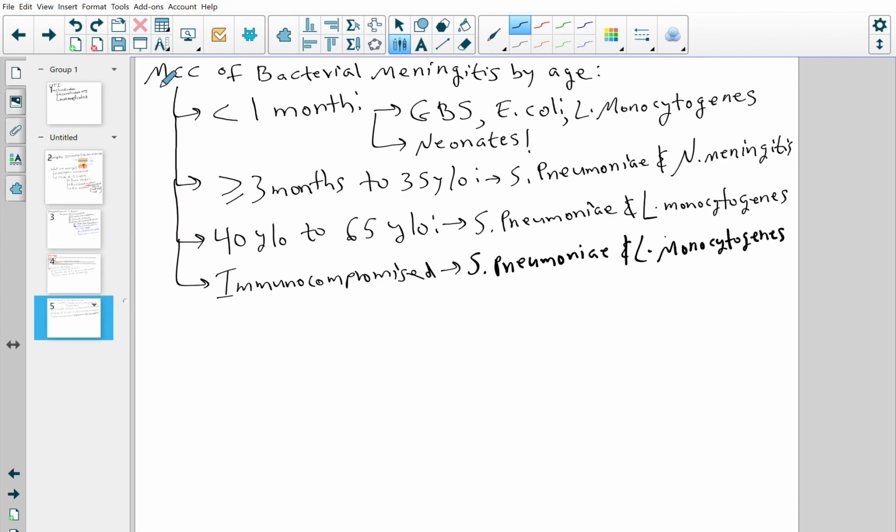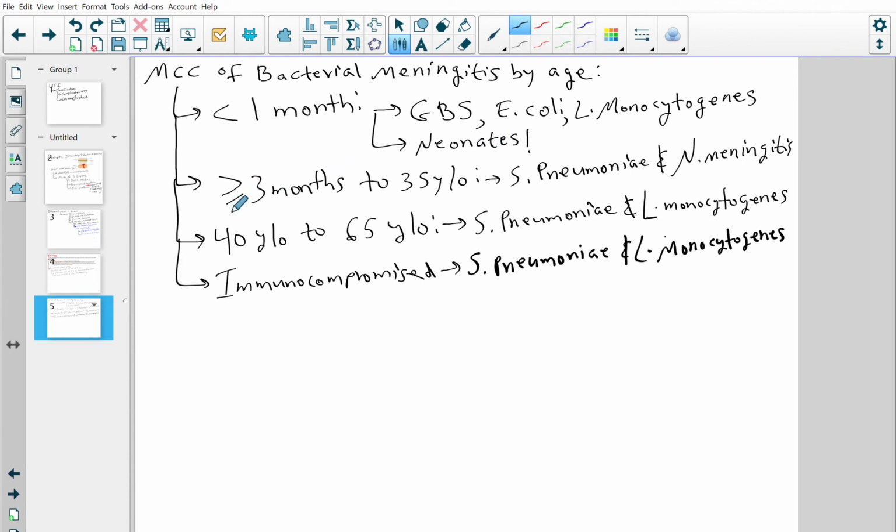The most common causes of bacterial meningitis by age: less than 1 month old. The most common causes are group B streptococcus, followed by E. coli, followed by Listeria monocytogenes. These are common causes in neonates.